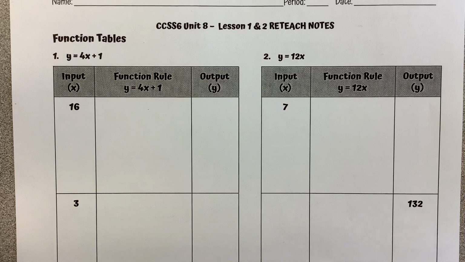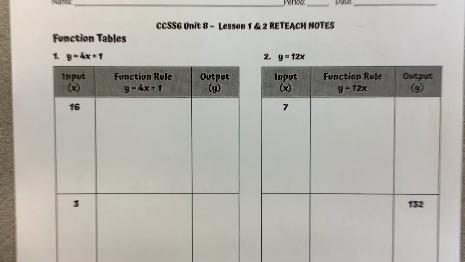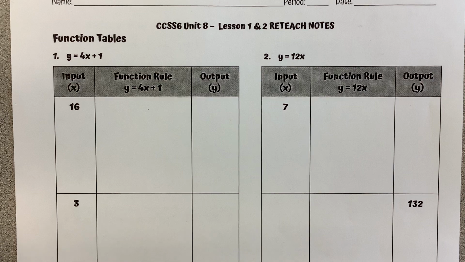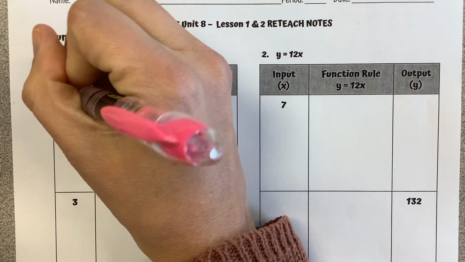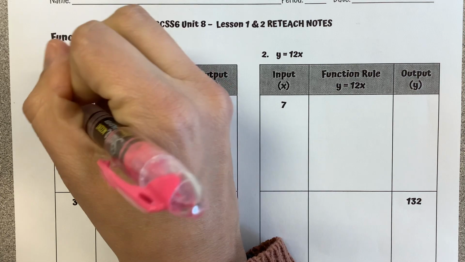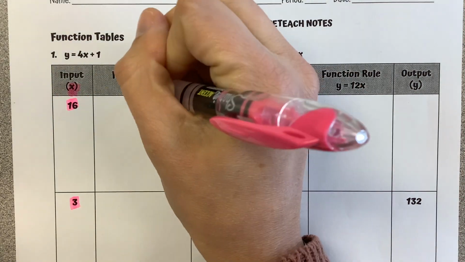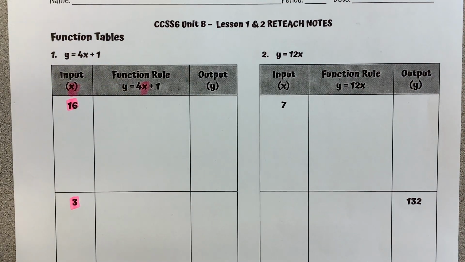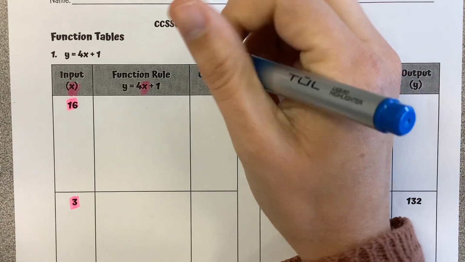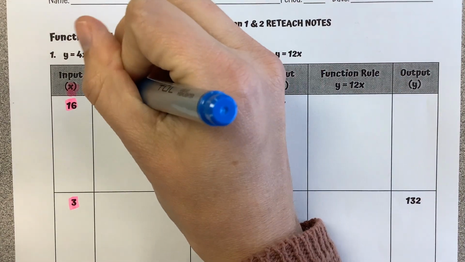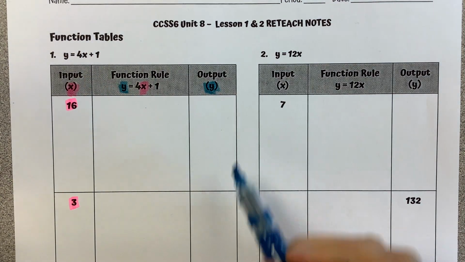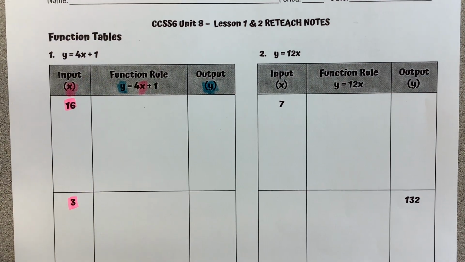Let's take another look at function tables and function rules. So first off, looking at function tables, what I want you to do is to highlight the x values, which are inputs, and know that they would be going in where the x is, and highlighting the y. And if there were y values, that's where the y would plug in.